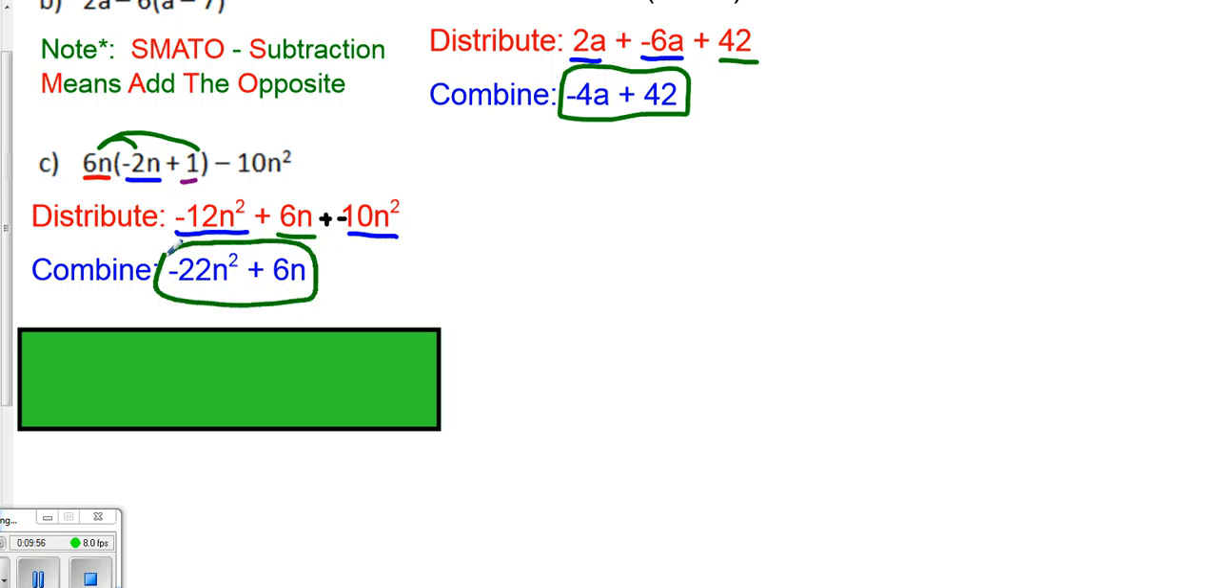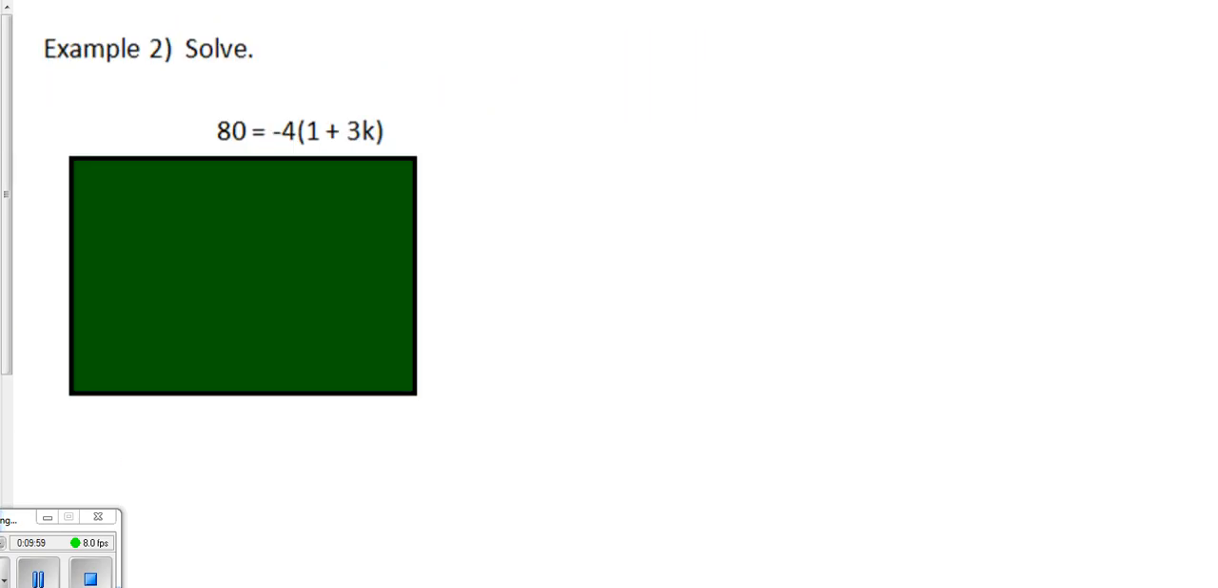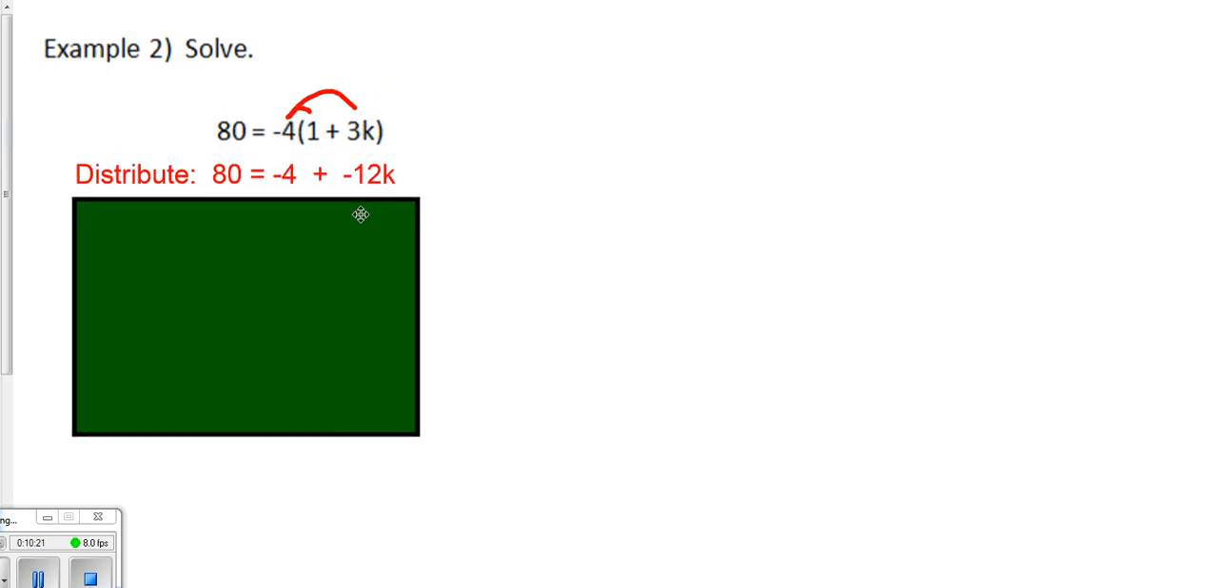Example 2. Now we need to start using this distributive property with equations. So we need to solve this equation. 80 equals negative 4 times the amount 1 plus 3k. Well, we need to distribute because we have those parentheses, so negative 4 times 1 and negative 4 times 3k. After we distribute, our equation looks like this. Negative 4 times 1 is negative 4. Negative 4 times 3k is negative 12k.